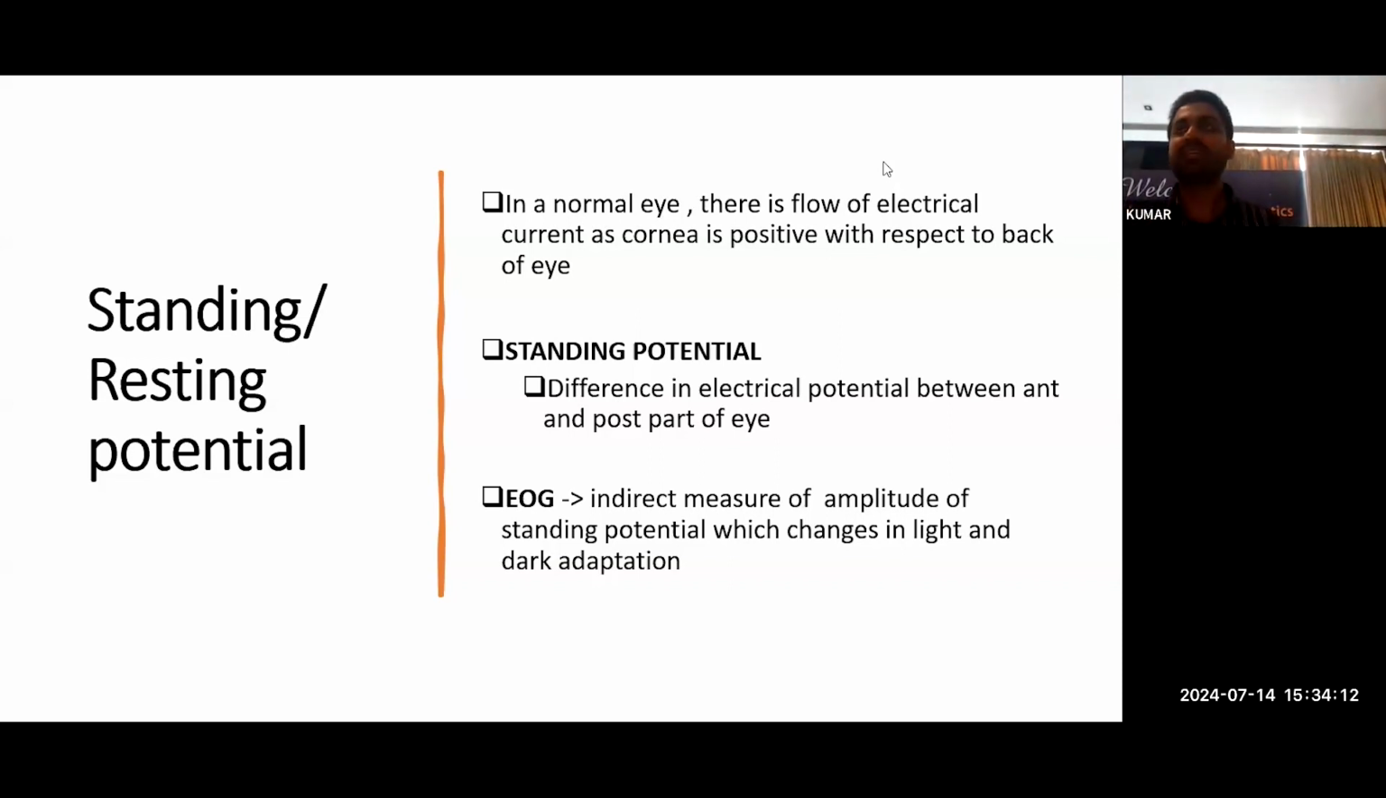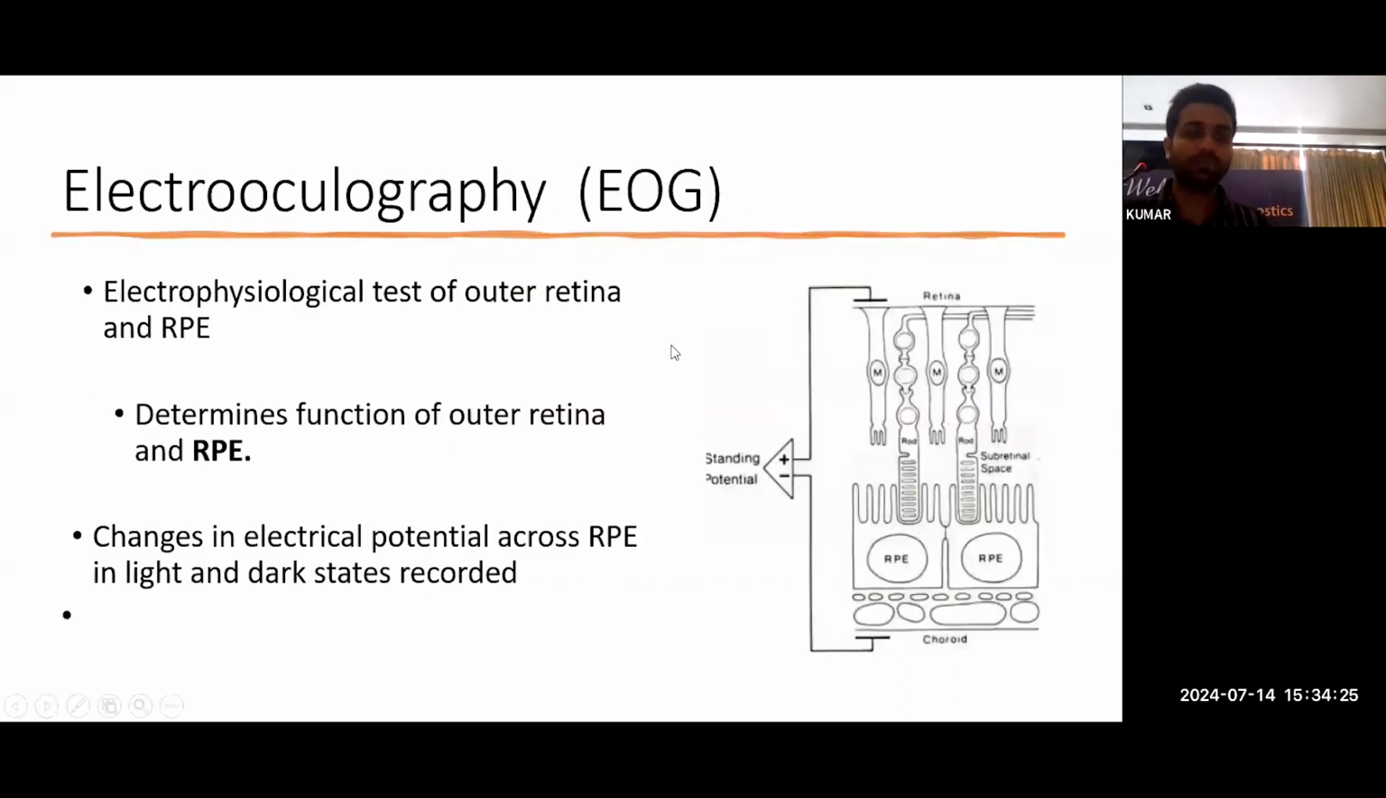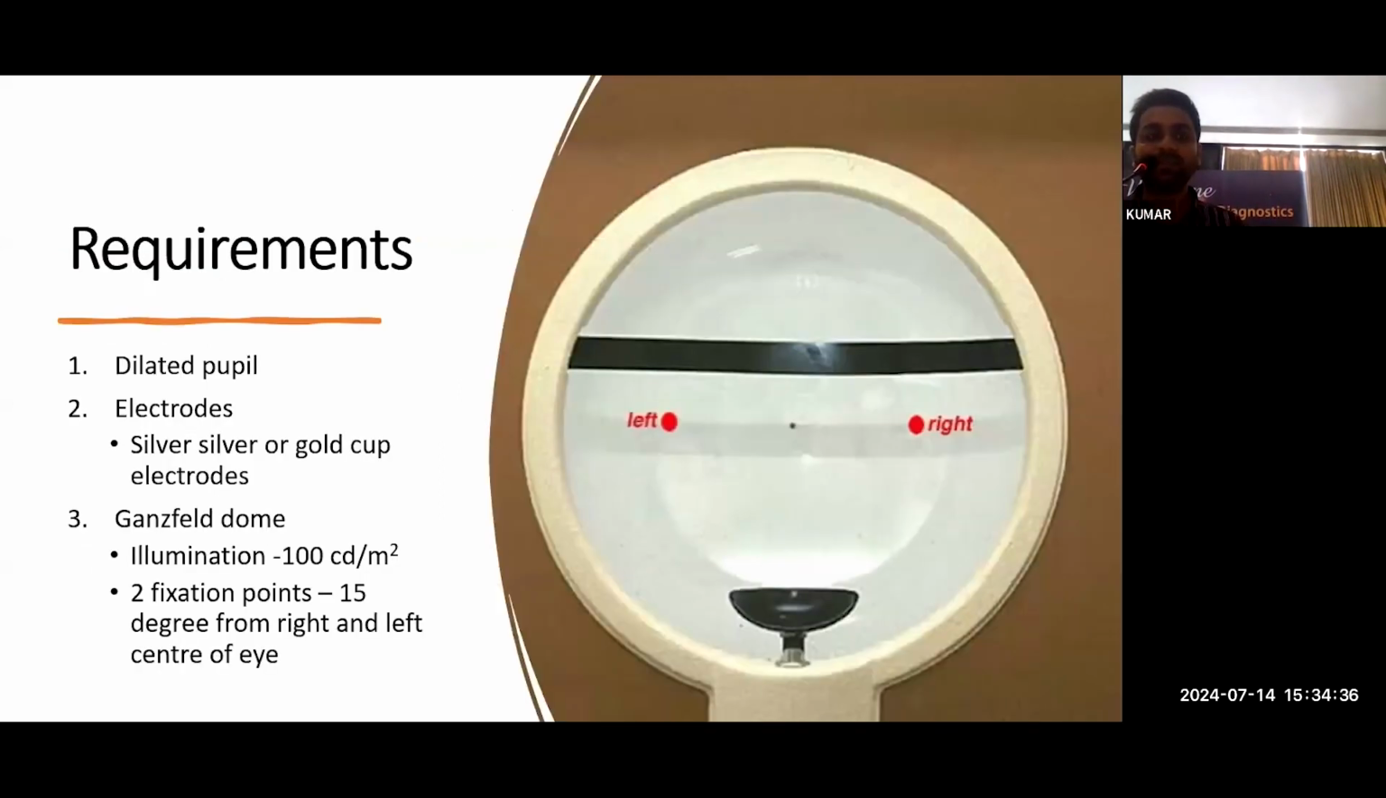So the EOG is basically an indirect measure of the amplitude of the standing potential, which changes in both light and dark adapted states. EOG, electrooculography, is an electrophysiological test which tests the outer retina and the RPE, and basically determines the function of the outer retina and RPE.